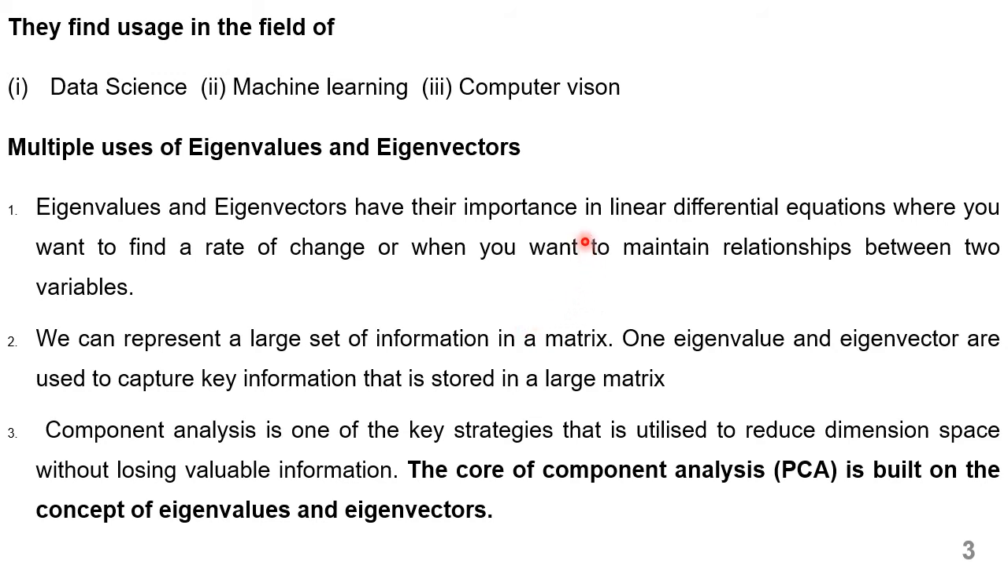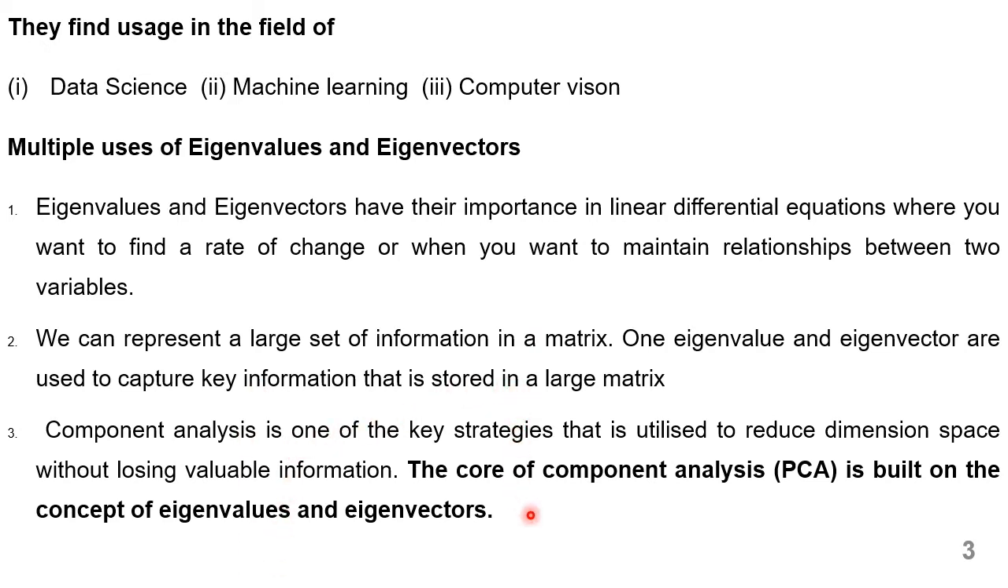If you can represent a system in the form of a linear differential equation, then you can make use of these eigenvalues and eigenvectors to find the rate of change or to maintain the relationship between the two variables. Sometimes we represent the information in the form of a matrix, and these eigenvalues and eigenvectors characterize the information in the matrix. By choosing these eigenvalues and eigenvectors, we can get the key information about the matrix.